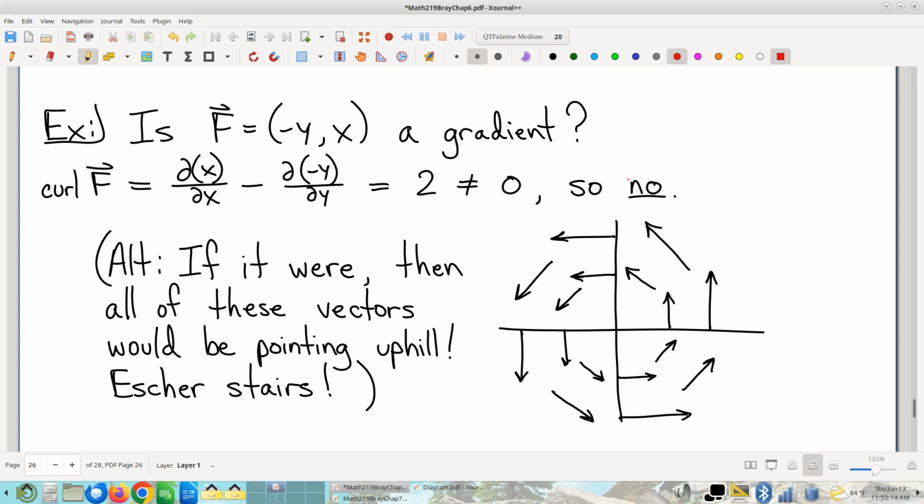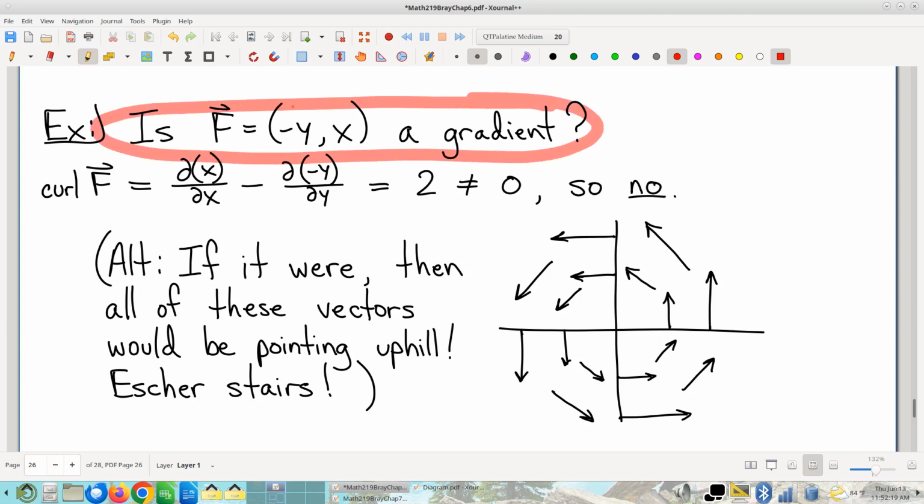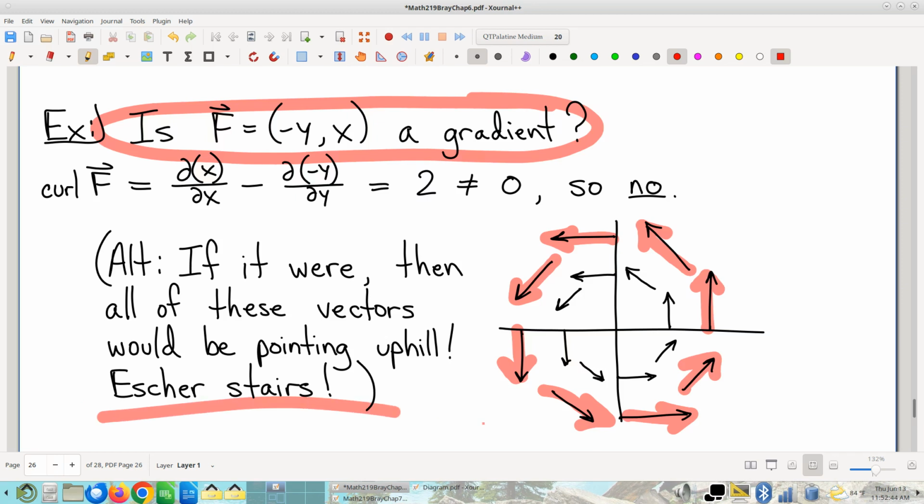So I would like to point out, we would be pretty uncomfortable if someone was going around claiming this is a gradient. Then they're saying that this vector field here is always pointing uphill on some graph. Really? All these vectors are pointing uphill? That's all uphill. I just went around in a circle going uphill the whole way and got right back to where I was in the first place. This is basically a Escher stairs nonsense. Yeah?